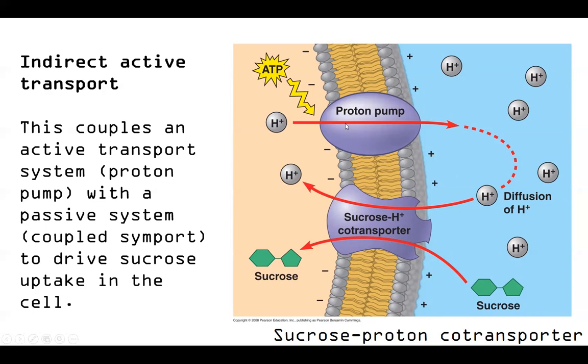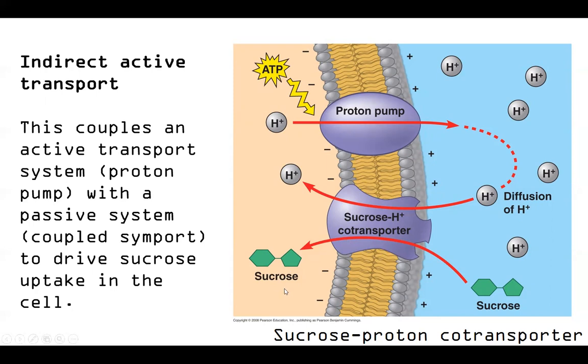Okay, so technically this is called indirect active transport. But really you can break this down into pieces. The proton pump is definitively active transport. The carrier part of this cotransporter is definitively facilitated diffusion. So we put these two things together and say, okay, sucrose is being driven by indirect active transport.